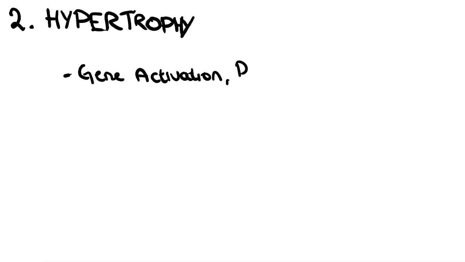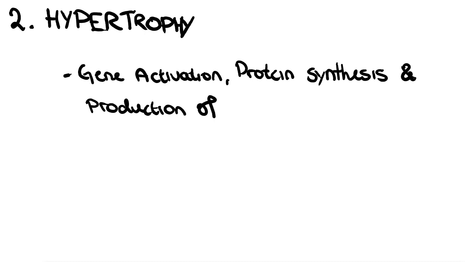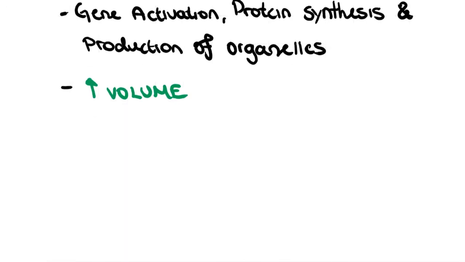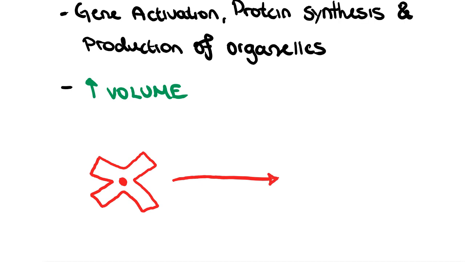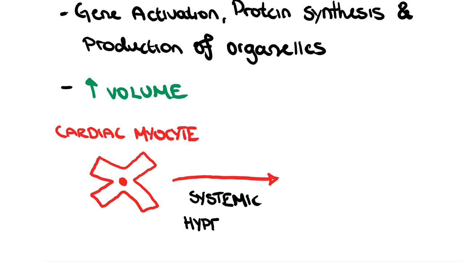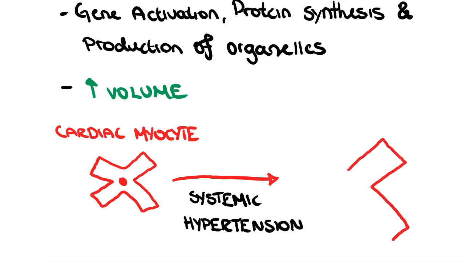Hypertrophy is the other process that occurs with increased level of stress and involves gene activation, protein synthesis, and production of organelles. Here, the organ increases in size by increasing the volume of the individual cells. However, the total number of cells stays the same. To give an example of hypertrophy, cardiac myocytes will undergo hypertrophy and not hyperplasia in response to systemic hypertension.